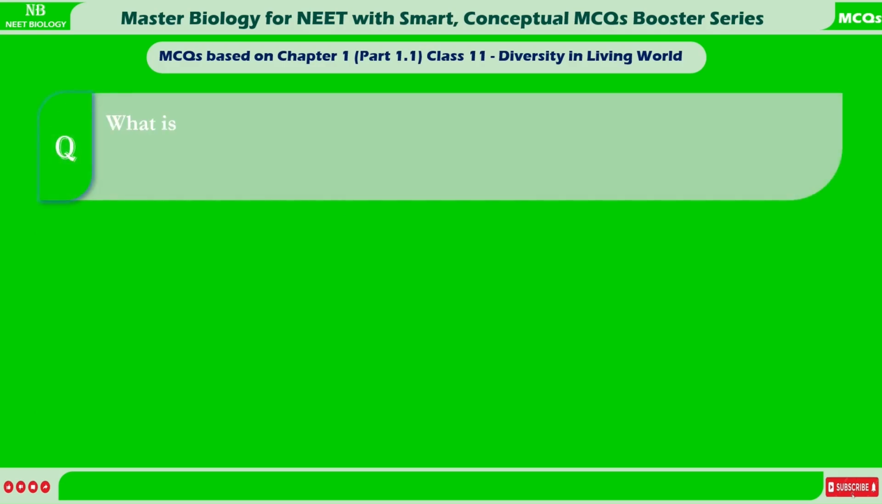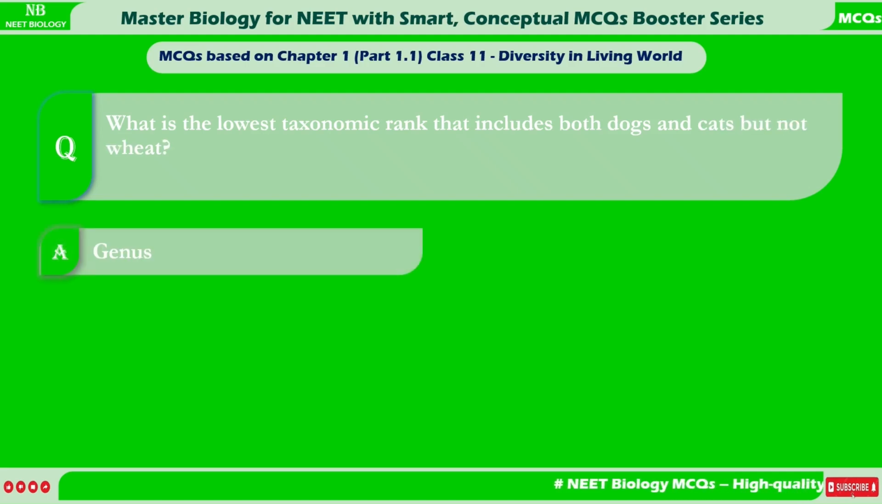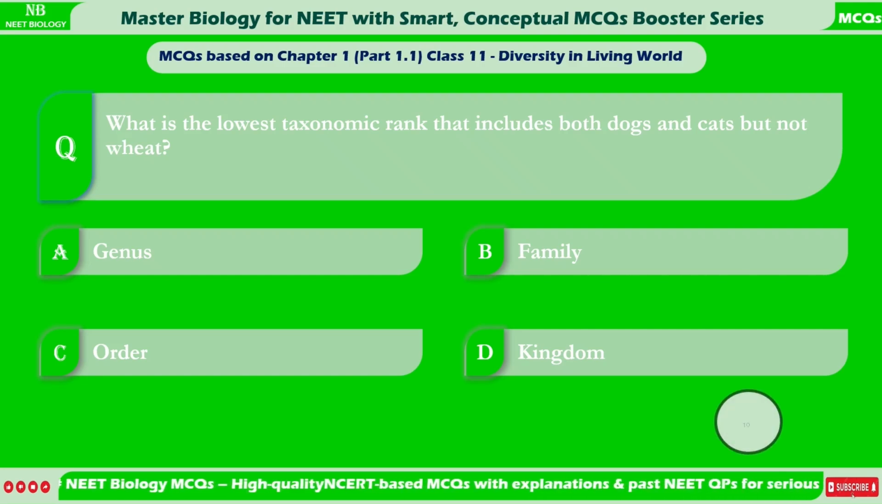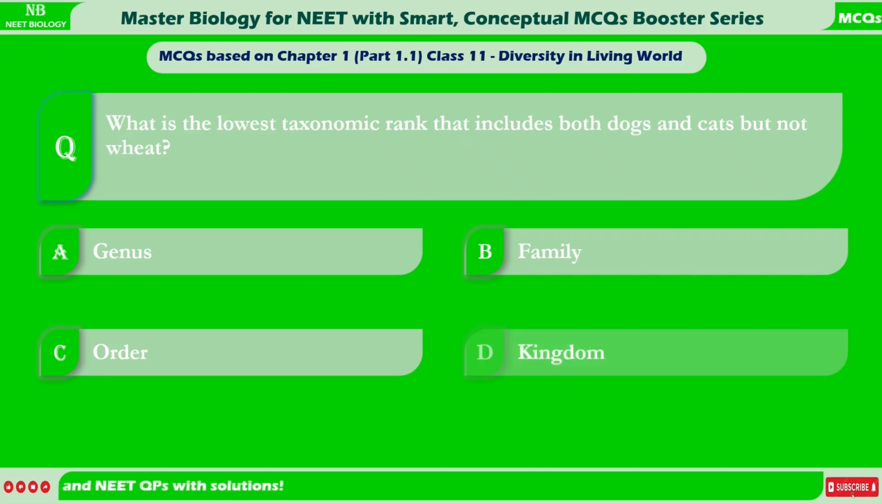What is the lowest taxonomic rank that includes both dogs and cats but not wheat? A. Genus. B. Family. C. Order. D. Kingdom. Correct answer is D. Kingdom.